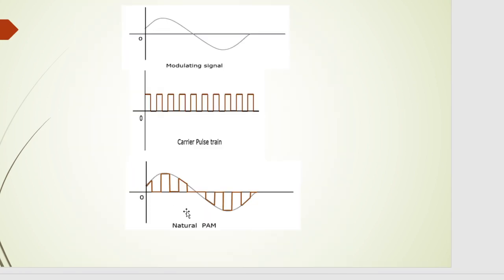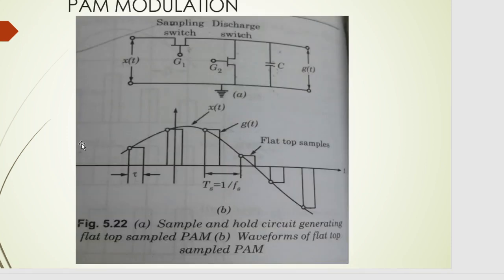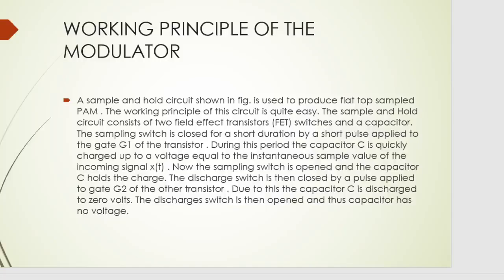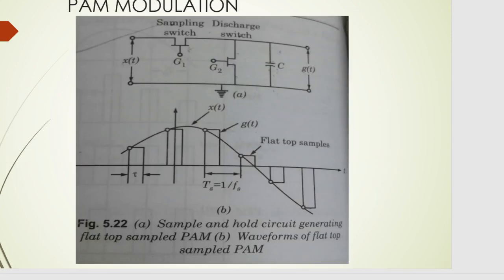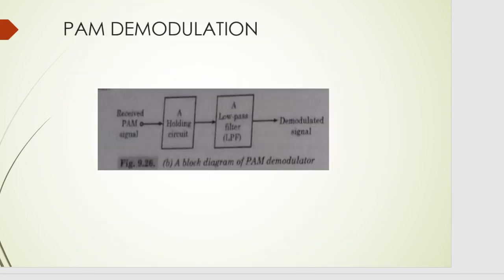So in the previous diagram, this PAM, this is natural PAM where the amplitude is varying. But in this case, the amplitude is remaining a constant. Okay. So this is the working principle of this particular circuit. Charging and discharging of that particular capacitor.